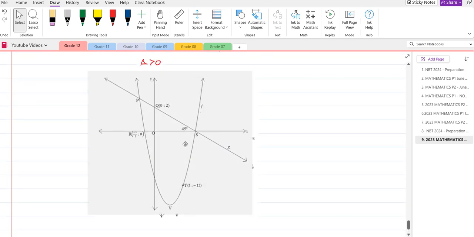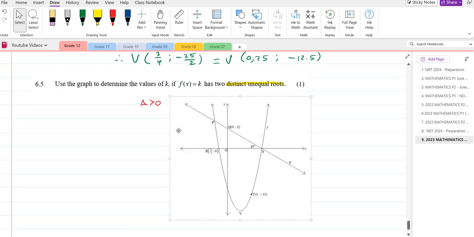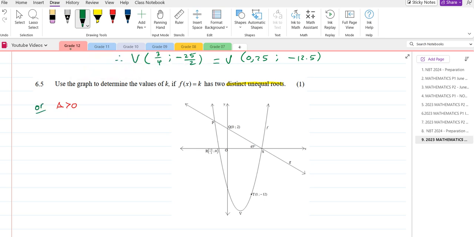Now, how must I cut the graph, right? This question, to explain this to you, how should I cut this graph? Remember, this is one of the methods, but we're not going to do this method because it's too much work. For 1 mark, use the graph. They said use the graph, so I'm explaining to you using the graph.